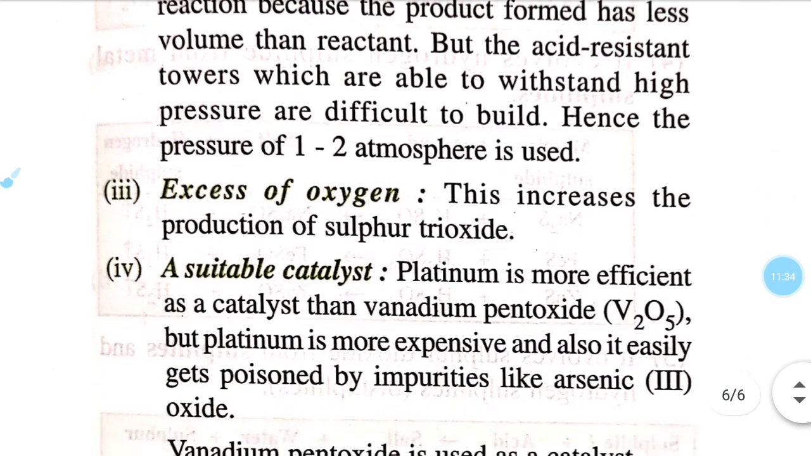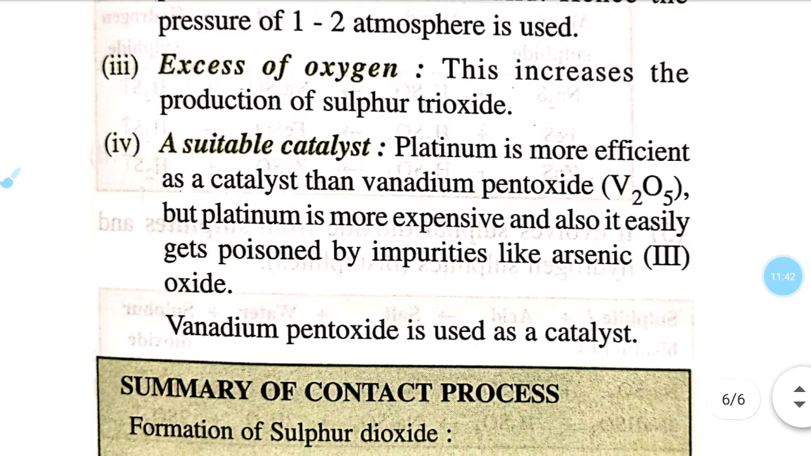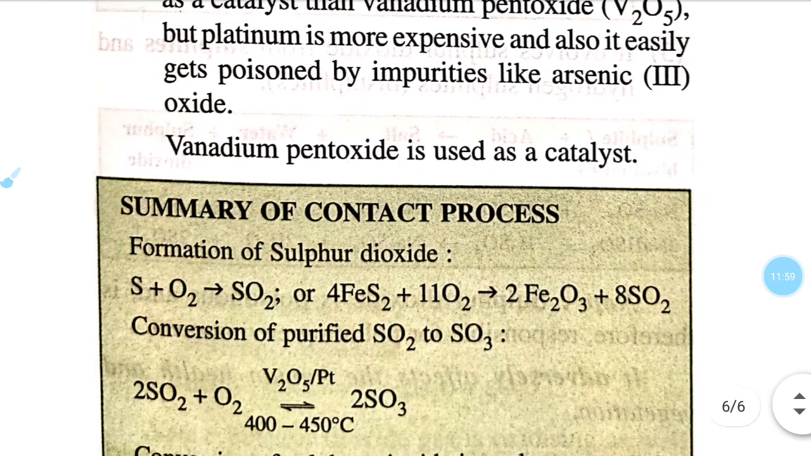We maintain an excess of oxygen so that sulfur dioxide converts to sulfur trioxide. This is the target. Suitable catalyst, I have already discussed the catalyst. We use vanadium pentoxide. Platinum is a good catalyst, but as it is costly, we don't use platinum. And platinum also gets poisoned by impurities like arsenic trioxide, so we use vanadium pentoxide.